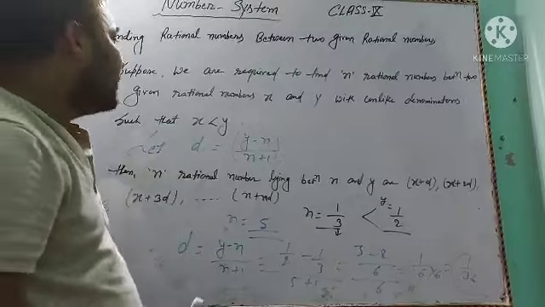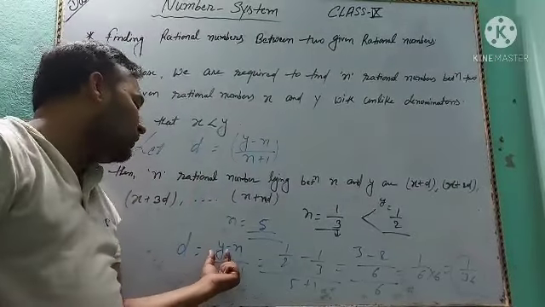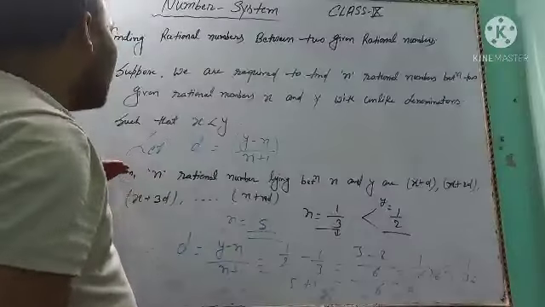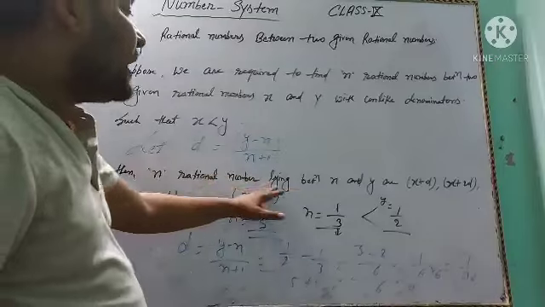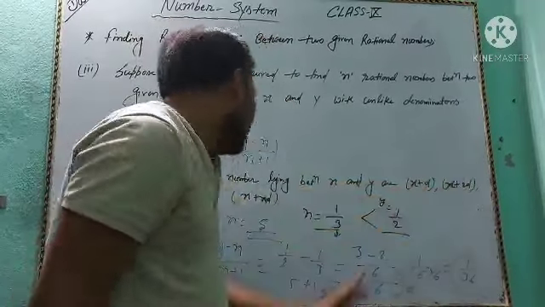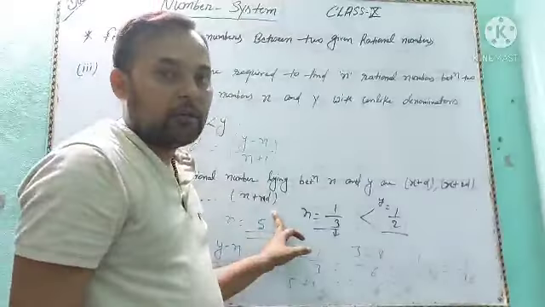So first of all, in this condition, we find d, and the formula for d is (y minus x) by (n plus 1), and the n rational numbers lying between x and y are x plus d, x plus 2d, x plus 3d, dot dot dot, x plus nd.